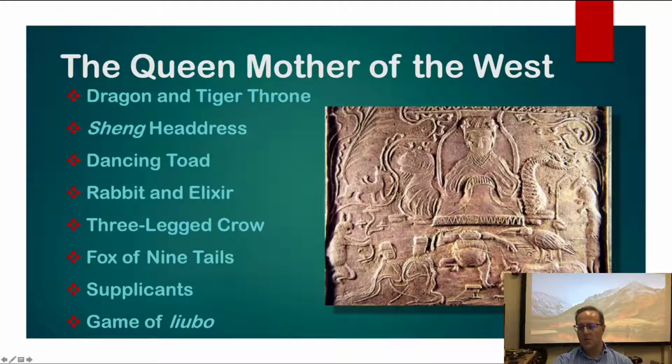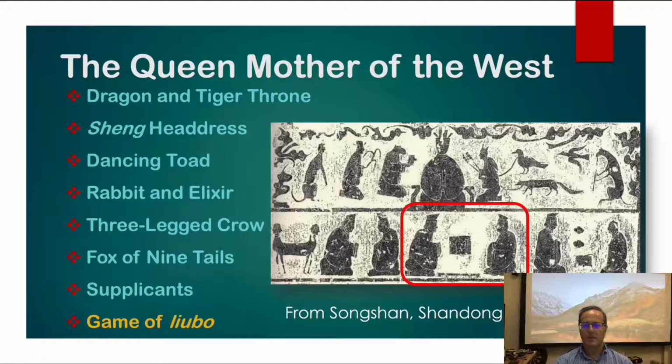We also see here the 3-legged crow associated with the sun, a fox with 9 tails, as well as these humans, these supplicants, this man and this woman, who are the ones who are asking for the elixir of immortality from the Queen Mother of the West. Can they have this special elixir that can help them to live forever? Now, the other thing we see is people playing board games. So in the presence of the Queen Mother of the West here, these 2 men are playing the game of Liubo, which I'll be talking about shortly.